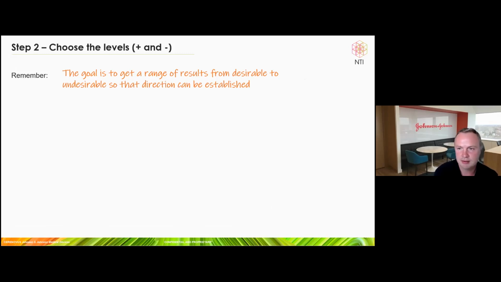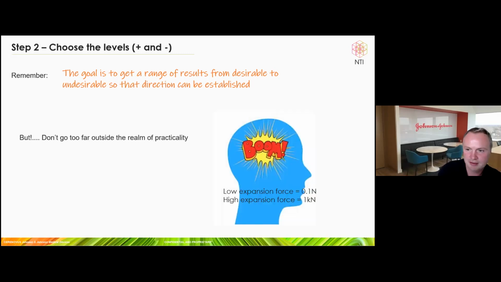And then the other thing is, we don't want to presume to know the answers here, and we also want to be prepared to push the boundaries of our system. So we want to get directionality from something that's desirable to something that's undesirable, and we want to establish that direction of the effect. Okay, so be brave when you're putting this together, and make sure you push the boundaries in order to get that direction. The wider your settings are apart, the better it is. However, don't go so far that you're outside all practicality.